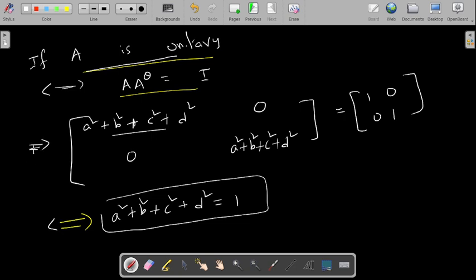One more time, observe this carefully. A is unitary means A into A power theta equals identity, by definition. So A into A power theta, this matrix, is equal to 1 0 0 1. So now these two matrices are equal means what? Equating elements, A square plus B square plus C square plus D square is equal to 1. That means when you take A is unitary, you get A square plus B square plus C square plus D square value 1. Reverse: if you take A square plus B square plus C square plus D square value 1, you will get A is unitary. That means it is shown: A is unitary if and only if A square plus B square plus C square plus D square value will be 1.